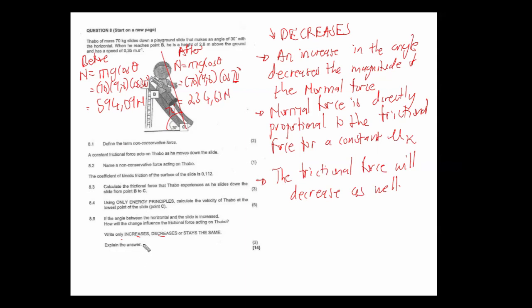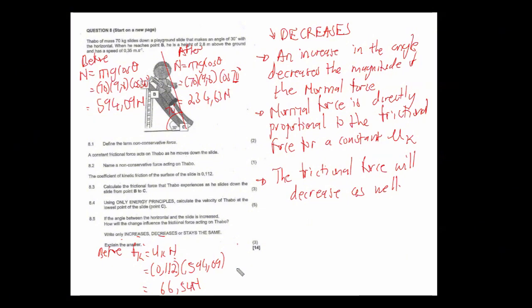Again, if you want us to prove, let's say before, Fk would be what? Mu k multiplied by N. So this would be 0.15, because we must maintain the same coefficient of friction. No, not 1.5. Now taking the coefficient from the previous question, 0.112. And the normal force is 594.09. So this is before. The frictional force is this, 0.112 times 594.09, and then we are only getting 66.54 newtons, which we did calculate.